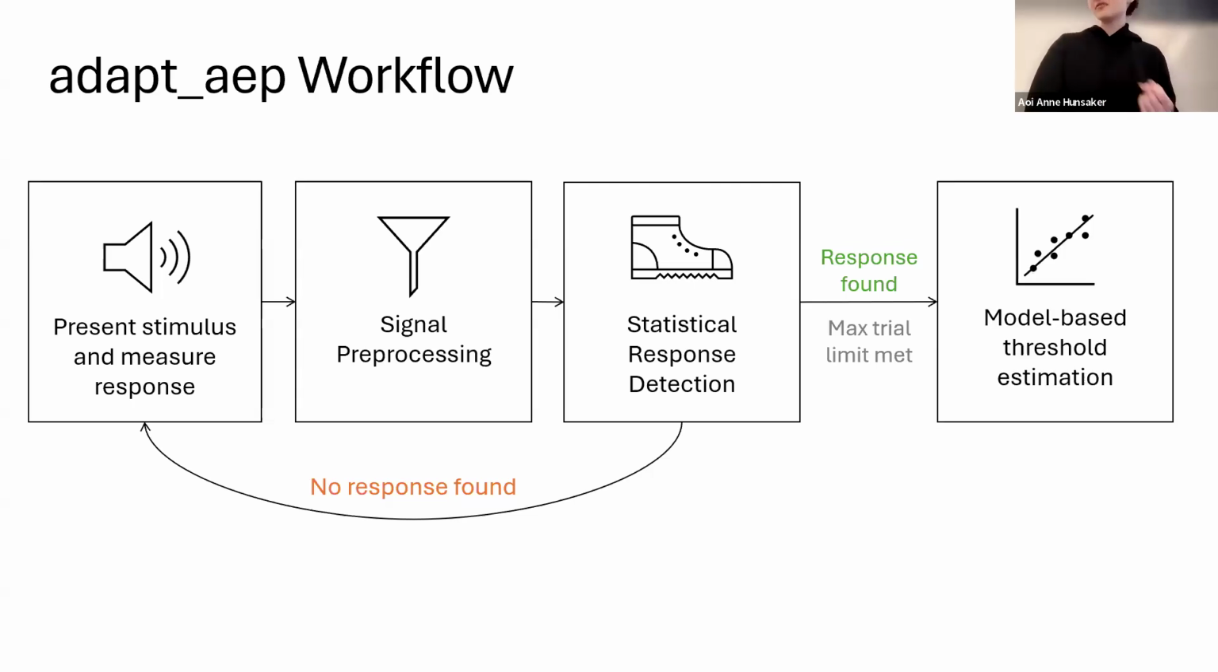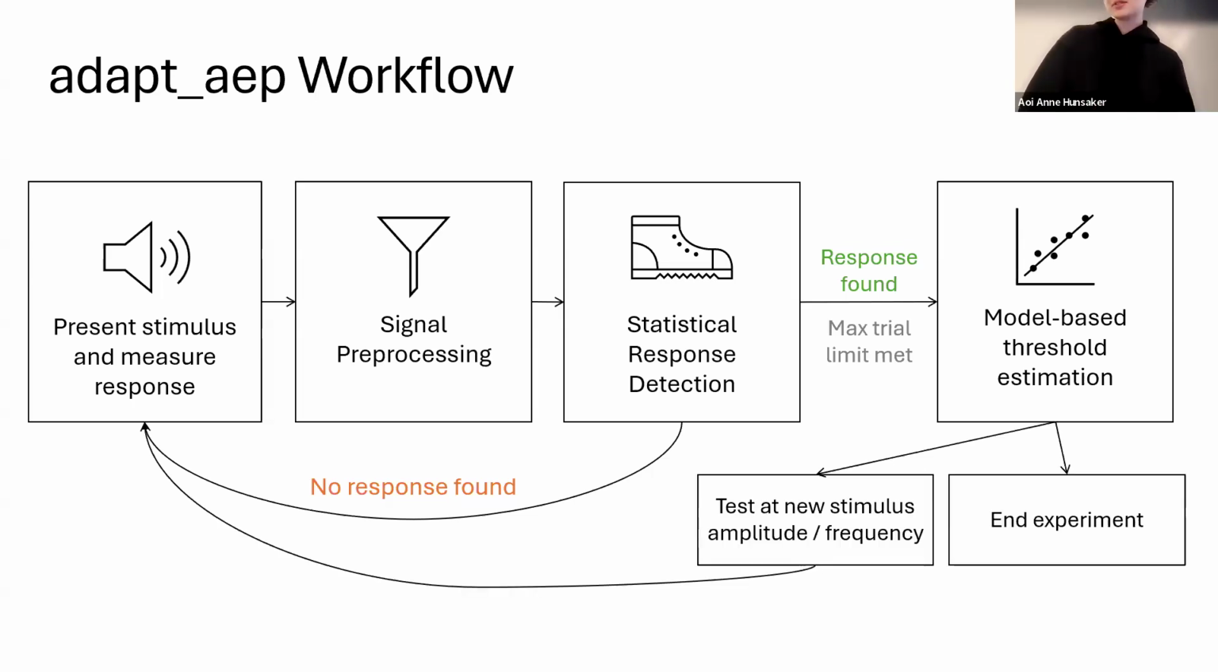Then the program will take all available data and fit a model to the auditory response magnitude data plotted as a function of stimulus amplitude. And I'll go into more detail about this later too. One of the parameters in this model is the auditory threshold value. After the attempt to model the data, the user has a choice to test out a new stimulus amplitude or test out a new stimulus frequency or end the experiment.